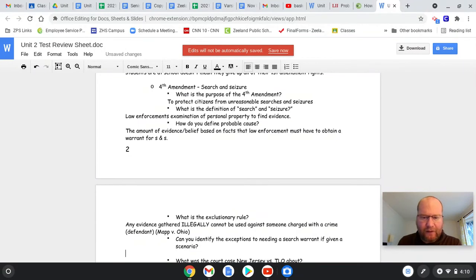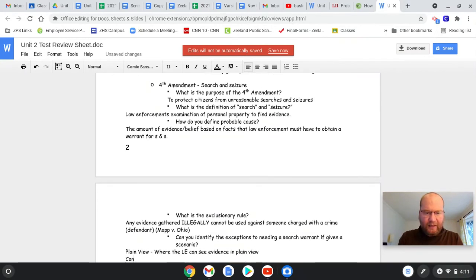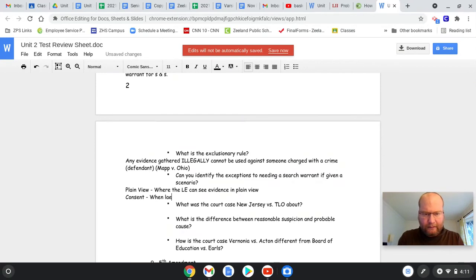Okay, the two exceptions that we probably need to be familiar with to needing a warrant for the law enforcement to search our stuff and our property. We talked about plain view, right? Where the law enforcement can see evidence in plain view. And the other one would be consent. When law enforcement is given the okay from a citizen to search.